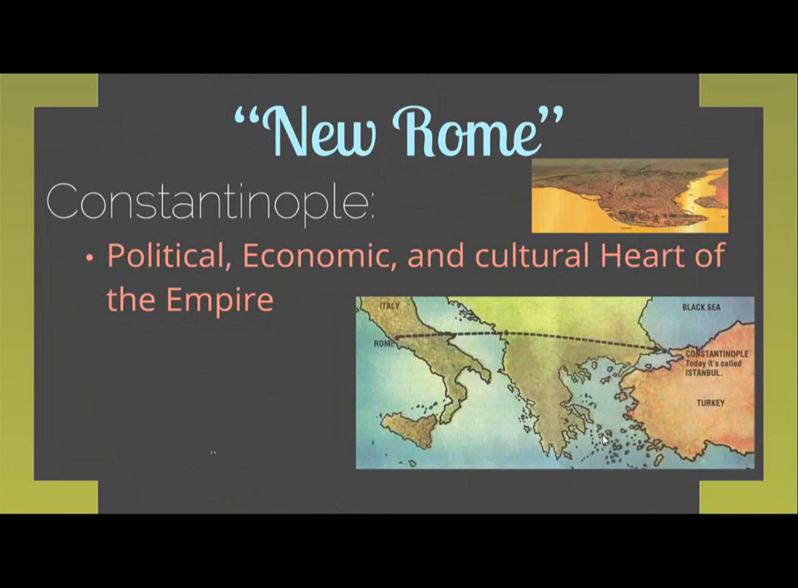So Constantinople, it is now called Istanbul, located in modern-day Turkey. It was at the time the new Rome, quote unquote. It was the political, economic, and cultural heart of the empire.